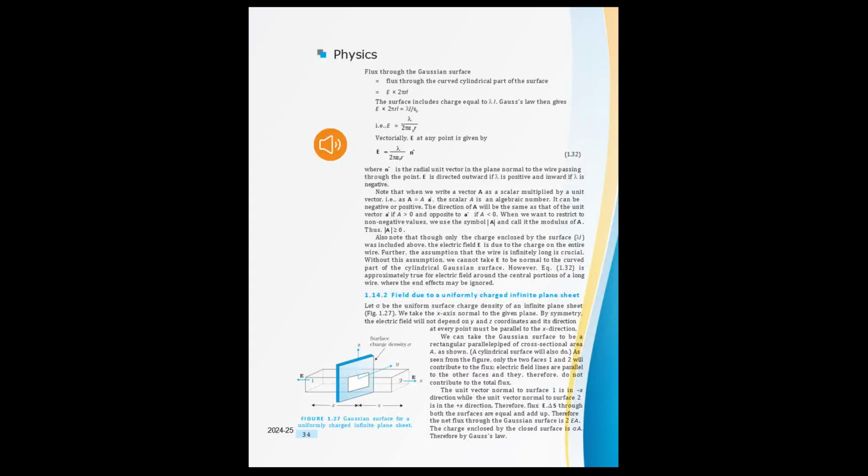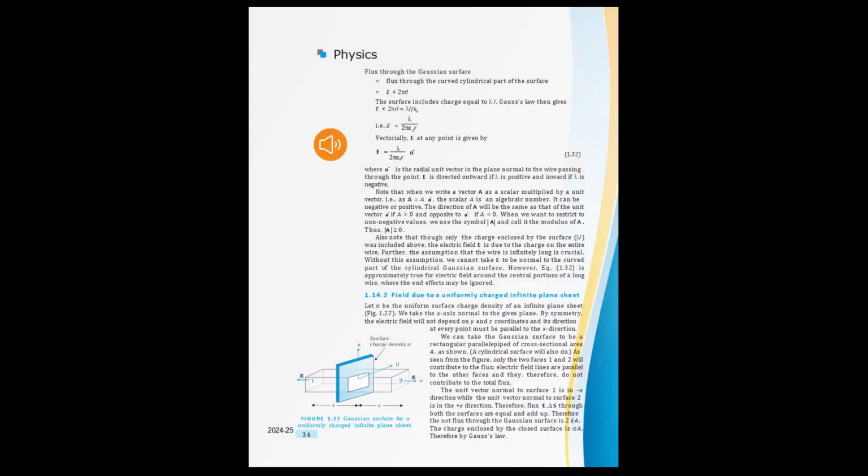You can also note that though only the charge enclosed by the surface, lambda L, was included above, the electric field is due to the charge on the entire wire. Further, the assumption that the wire is infinitely long is crucial. Without this assumption, we cannot take E to be normal to the curved part of the cylindrical Gaussian surface. However, the equation 1.32 is approximately true for electric field around the central portions of a long wire. At the end, the effects may be ignored.